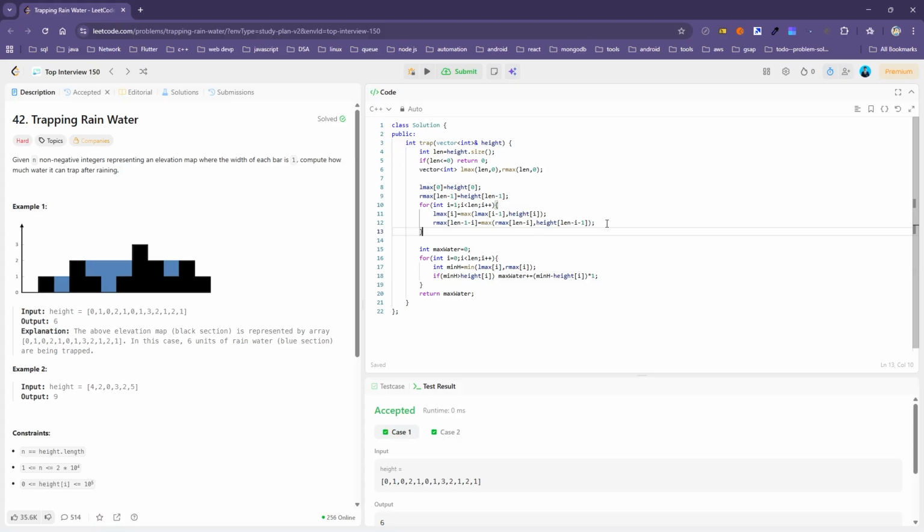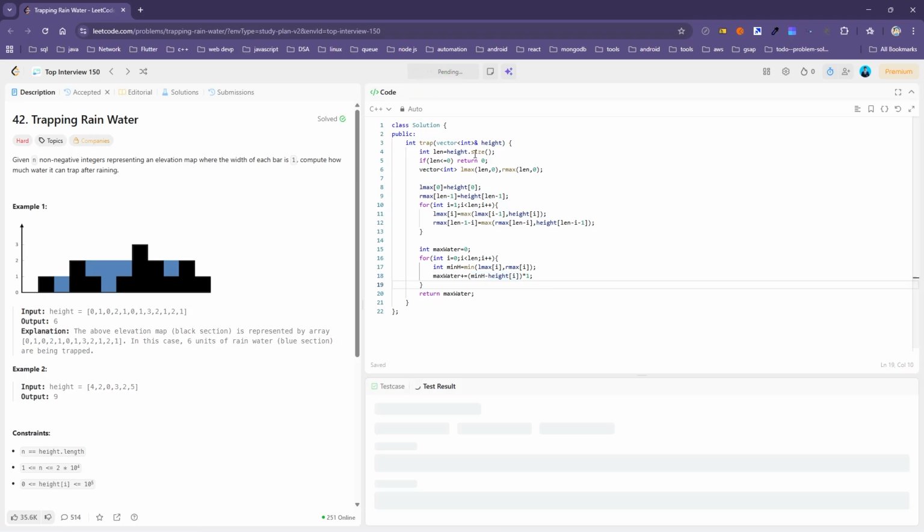So if we are standing at a bar and there is no maximum bar toward the left, then the bar itself will be the maximum toward the left, and if there is no maximum bar toward the right, then the bar itself will be the maximum at that index. In that case we don't have to check this, because the minimum height will always be greater than or equal to the height we are standing at, right? So we can safely do this. In that case, if the heights are the same, this will give 0. Okay, so let's see.